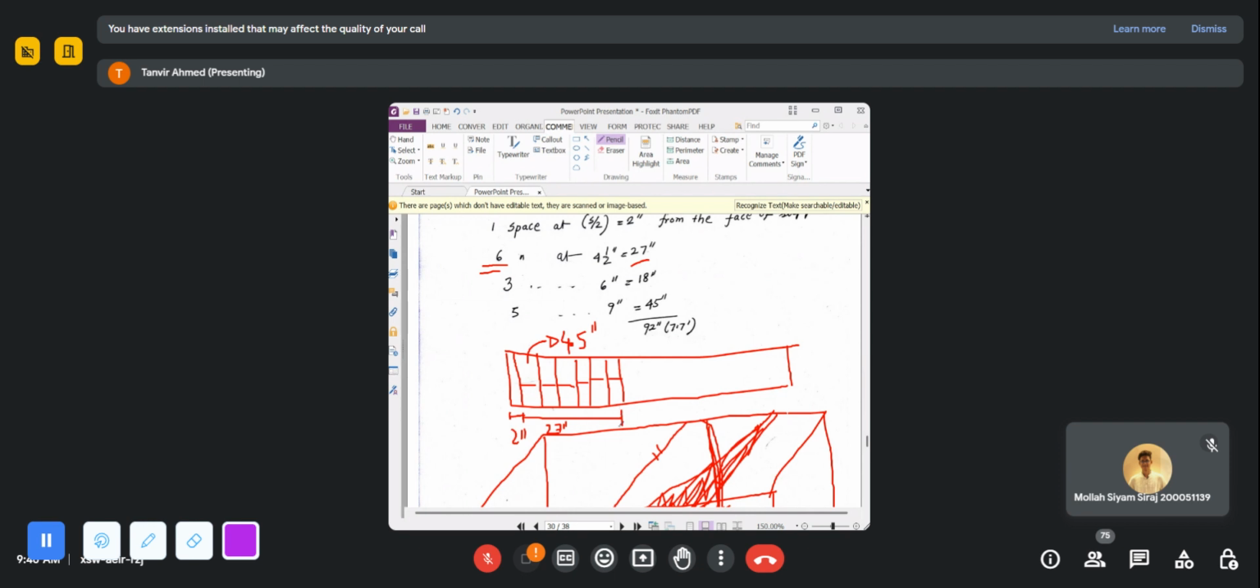Okay, then you can again reduce it down. You can reduce the spacing number, that is, you can increase the spacing of the stirrups. Okay. Suppose this is my beam with continuation here, suppose this is my mid span. Okay.